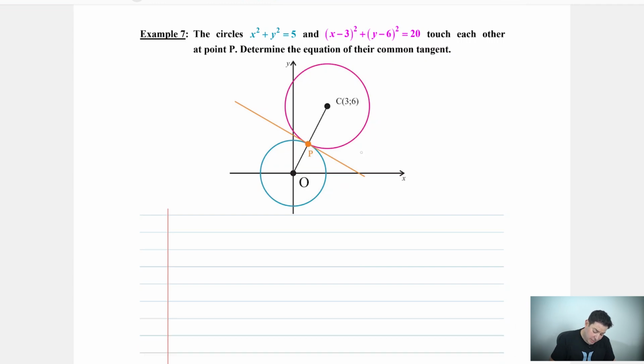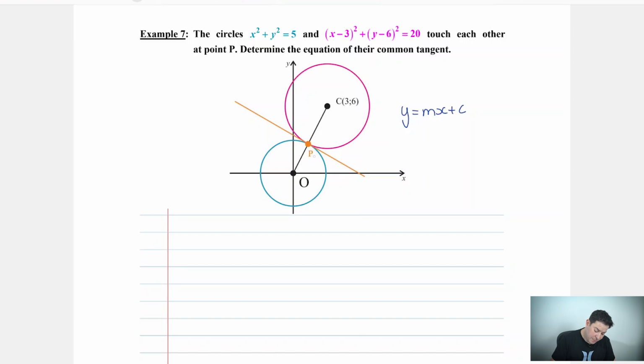So we're trying to find the equation of this tangent. So that's going to be in the form y equals mx plus c. So there's two things we need. We need the gradient of the tangent, and we're going to need the point of contact P to substitute in for x and y in order to solve for c.